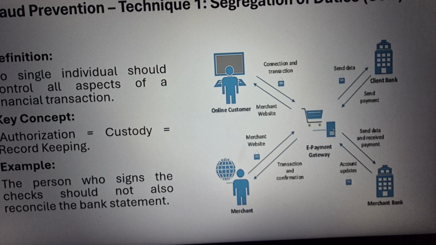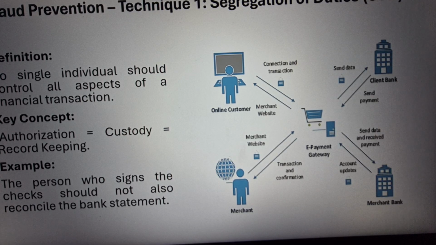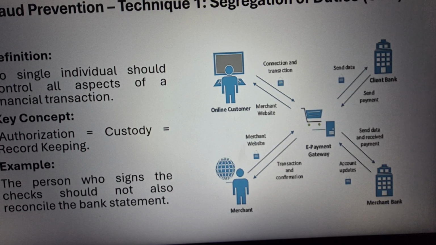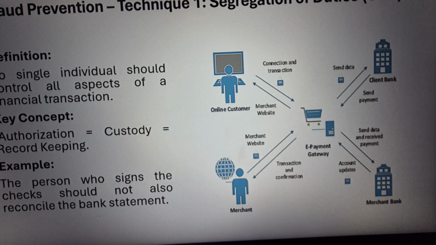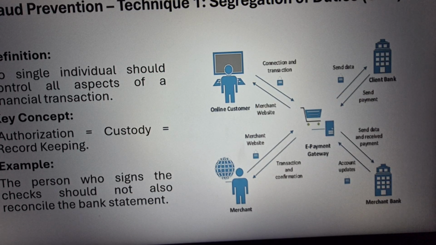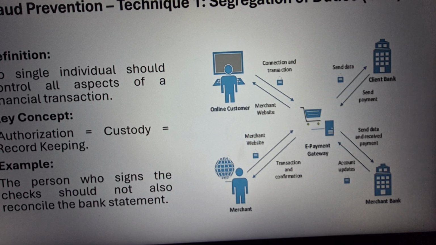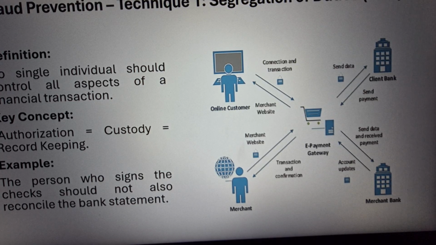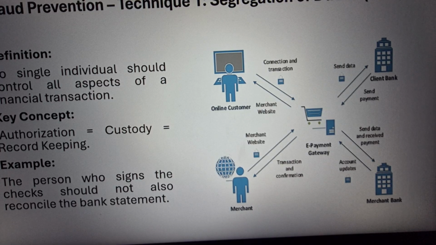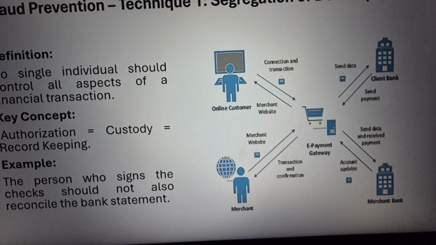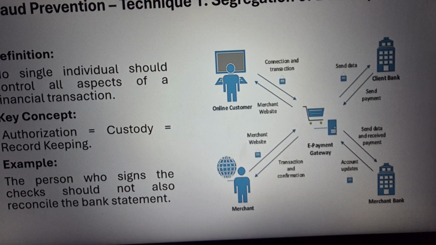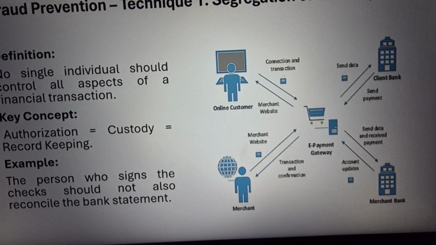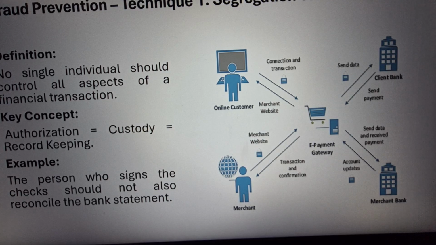Our first and most powerful prevention technique is the segregation of duties. The concept is simple. No single person should handle a transaction from start to finish. If the same person authorizes a payment, signs the check, and balances the books, the opportunity for fraud is high. By separating these roles, we ensure that errors, intentional or not, are caught by another set of eyes.